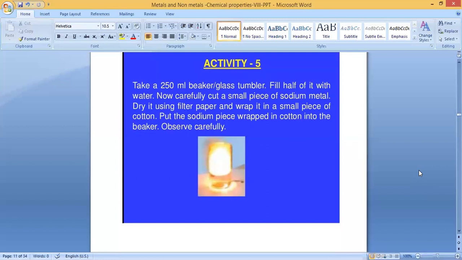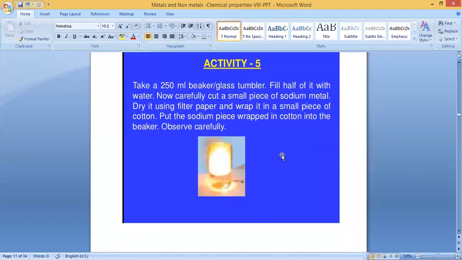Clear, children? I'll repeat once more. You are adding sodium into water. Sodium hydroxide, NaOH, will form along with H2. The reaction is Na, sodium, plus H2O gives rise to NaOH, sodium hydroxide, plus H2, hydrogen gas. If you balance the equation, it will be 2Na plus 2H2O gives rise to 2NaOH plus H2.